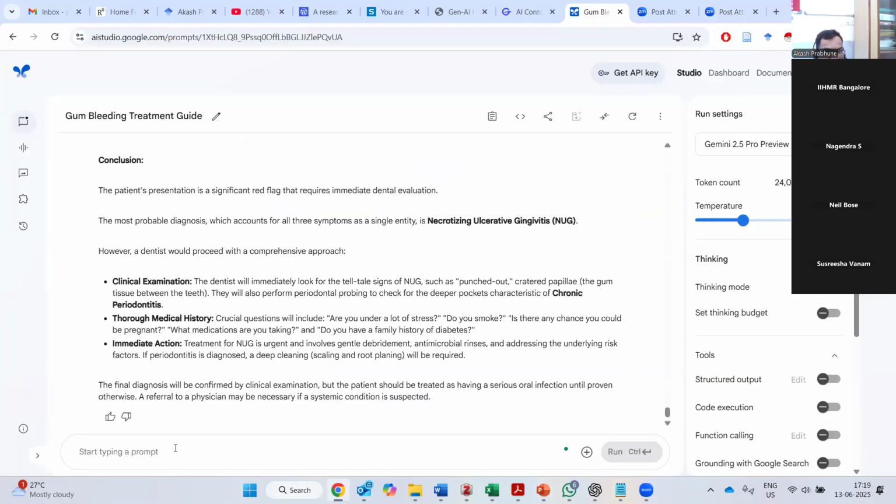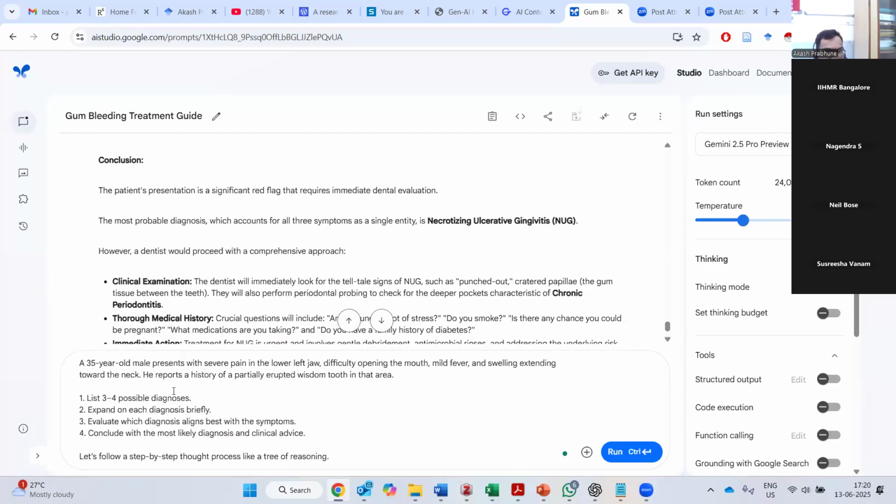So this is the case: a 35-year-old male patient with severe pain in the lower left jaw, difficulty in opening the mouth, mild fever and swelling extending towards the neck. He reports a history of partially erupted wisdom tooth in the area. What does the machine have to do? First, possible diagnosis; expand the diagnosis briefly; evaluate which diagnosis aligns with the symptoms; conclude which is the most likely diagnosis; and clinical advice.